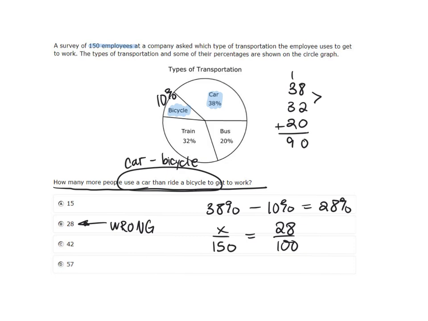So I personally like to simplify and look for relationships, so I'm going to do that here. I'm going to divide both of these by 4. So then I have 7 over 25. And then I know 25 times 6 is 150, right? So then 7 times 6 would be 42. So I'm going to go with answer choice C.